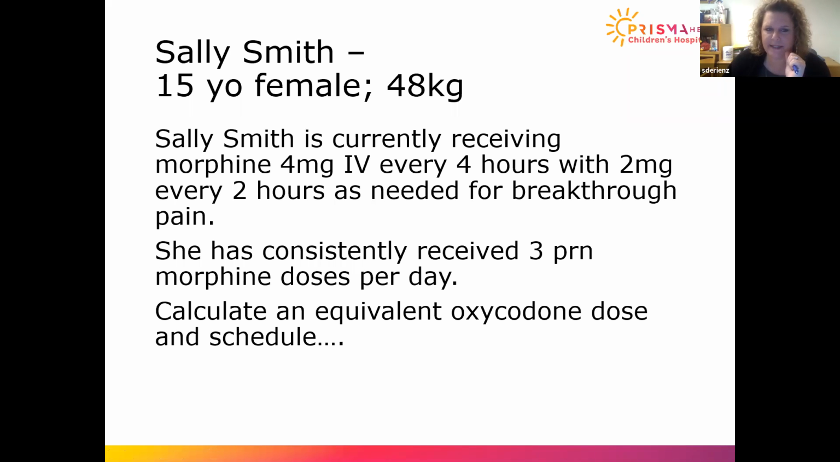Okay, so now I'll make it a little bit different. All right, so we've got Miss Sally Smith. She's our 15-year-old who is having some pain, and she's actually on scheduled pain medication of 4 milligrams Q4 hours with 2 milligrams every 2 for breakthrough. She has consistently received 3 PRN morphine doses per day. So calculate for her an equivalent oxycodone dose and schedule. So I'll give you a couple minutes to look at this.